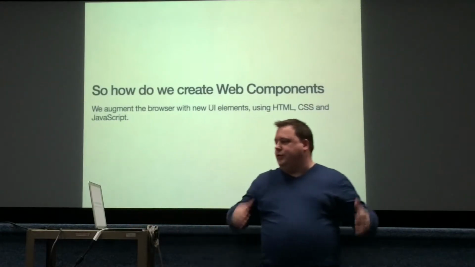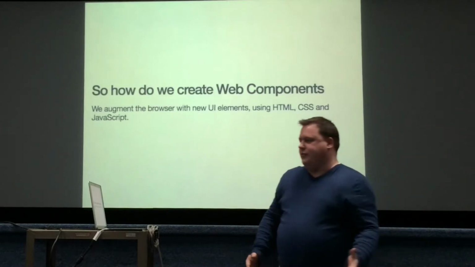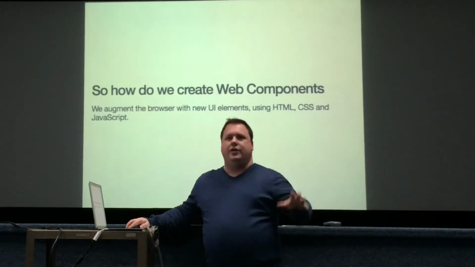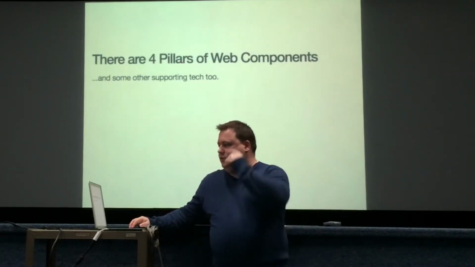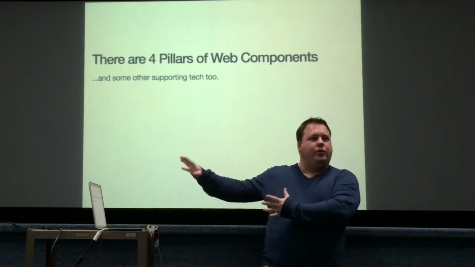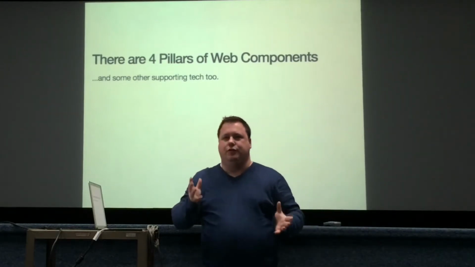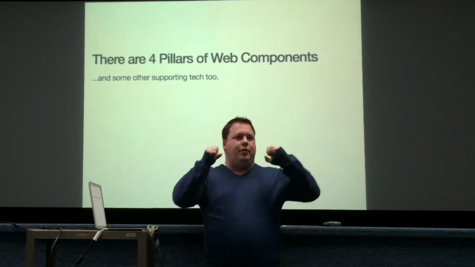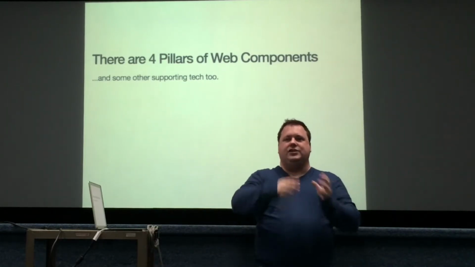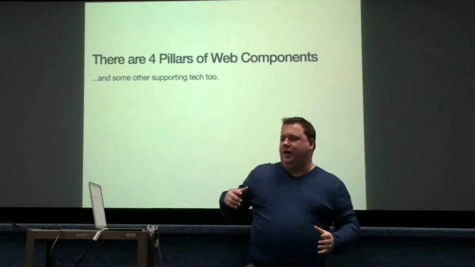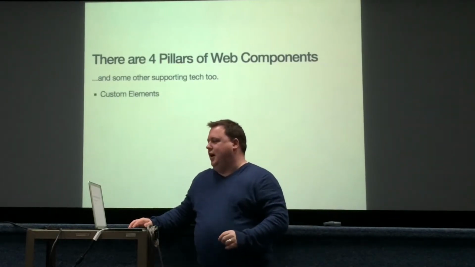So how do we create web components? We augment the browser using HTML, CSS, and JavaScript. So we use the stuff that we already know to augment the browser, because that's what we know. I've seen a lot of other talks start with the four pillars. I hope I did a better job by not starting with this. But there are basically the four pillars of web components. These are the technologies that browsers are going to have to add so that web components as a concept work. I should maybe explain that, but I'll come back to it.